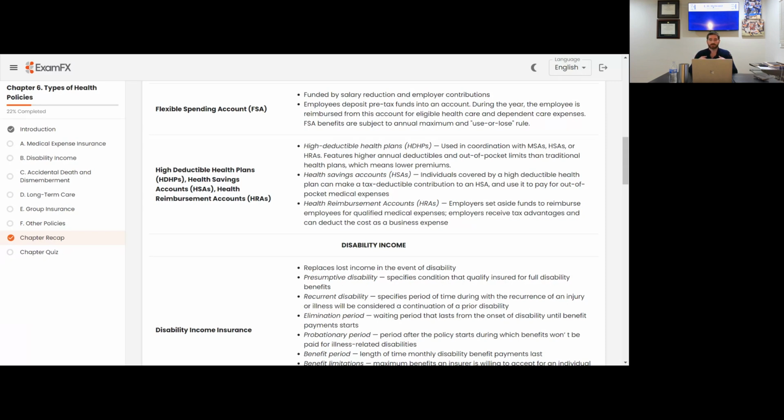So if you use whatever money's been put into there by the end of the year, that's great, but it does not roll over to the next year. So you really want to use it or lose it if you have an FSA. And obviously you get employer contributions, and then employees will deposit pre-tax funds into that account.